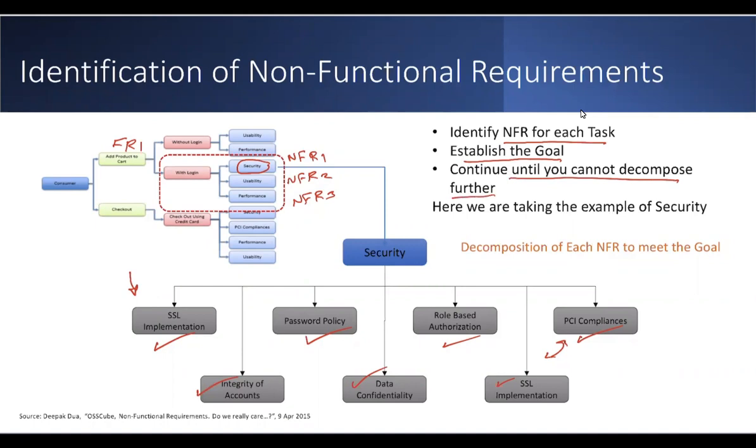So the idea is you start with a functional requirement, you break it down to tasks. Those tasks, you decompose them into non-functional requirements. And then you keep going in a hierarchy of decomposition until you retrieve all of the non-functional requirements to meet the certain goal. The goal here for me is to achieve the development or the design of adding a product to the cart with certain functionality. To achieve this, what is the whole set of non-functional requirements needed to satisfy such a functional requirement?